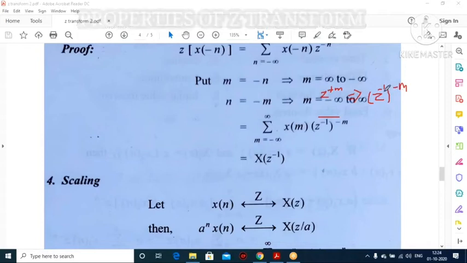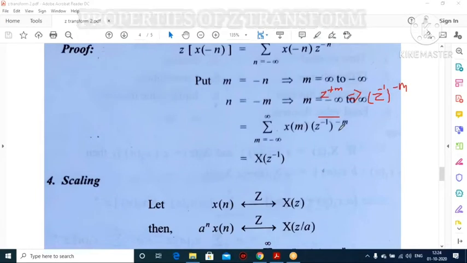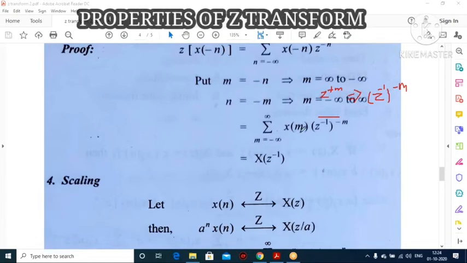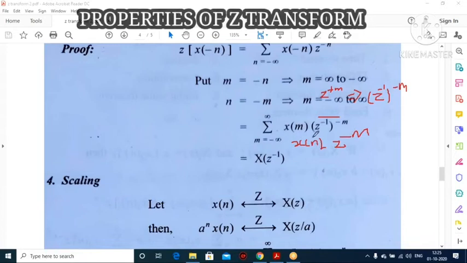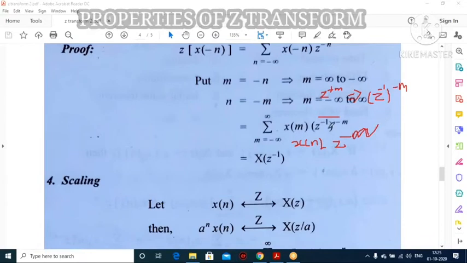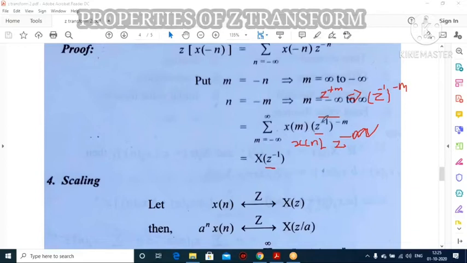So when you multiply this term, minus and minus will become plus, so z power m only. But according to the definition, X of z is the summation of x of n times z power minus n. So here the Z transform of x of minus n is nothing but X of z, but instead of z here, you get z inverse. So I substitute here z inverse. This is a trick for you. Within a single step, you are able to prove this statement.